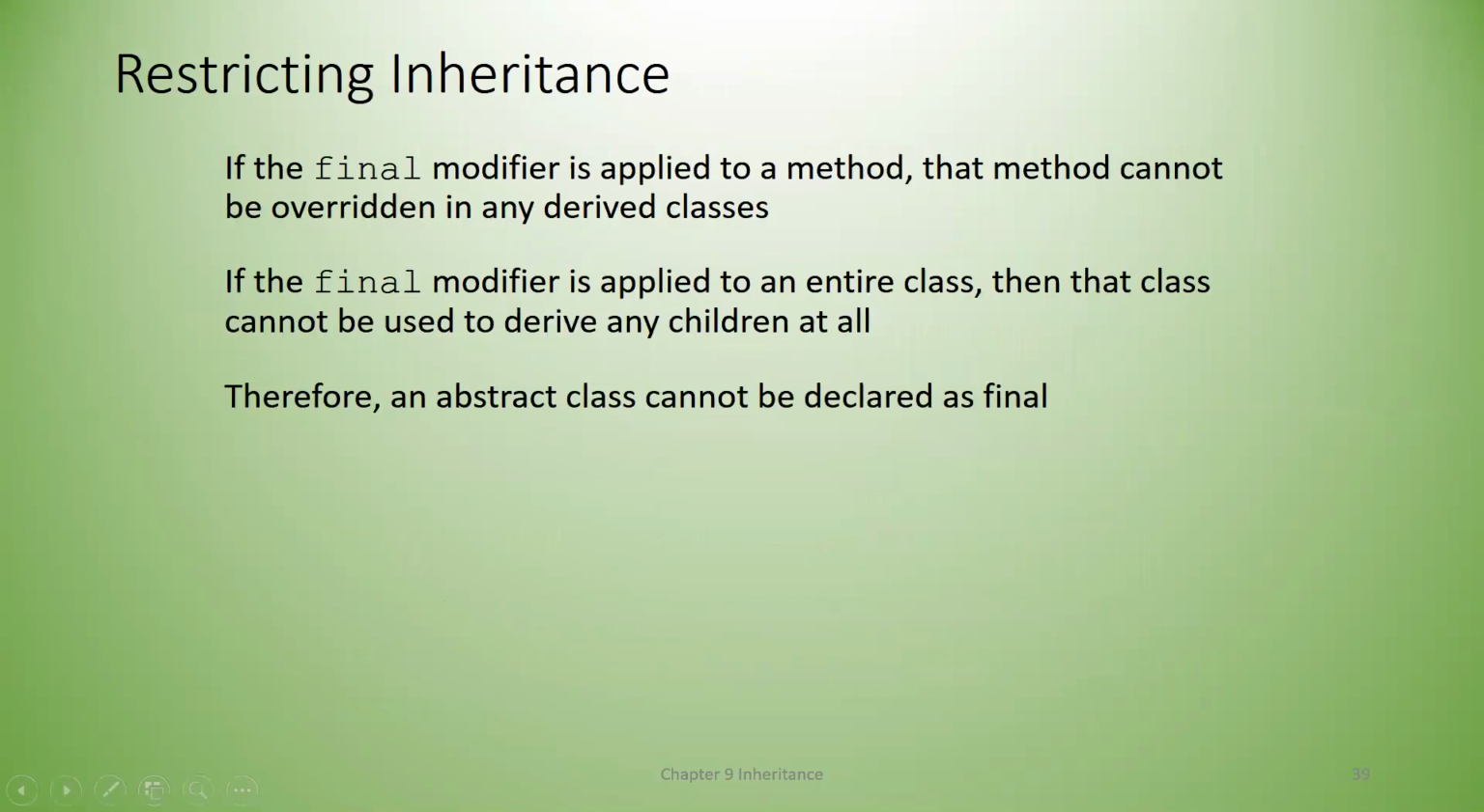Okay. If you put the final modifier in front of a method, then that method cannot be overridden. Or if you put the final modifier in front of the class name, that class cannot be extended. It's final. So an abstract class cannot be declared final because you need to extend that abstract class, right? So don't use final when it's abstract, and a parent class should not be final. Okay, a method, if you need it to be overridden, you cannot make it final.